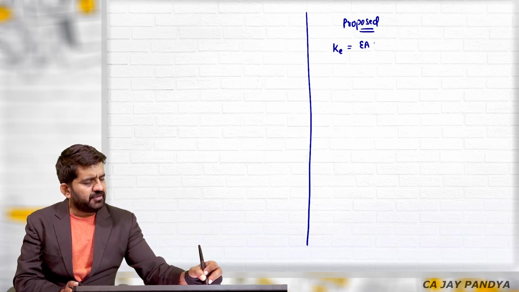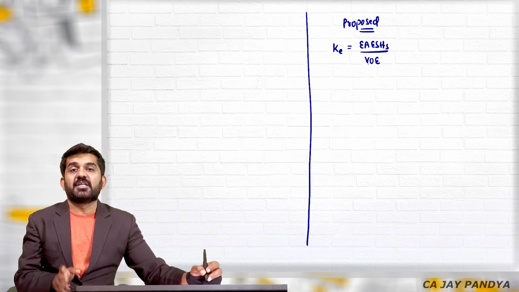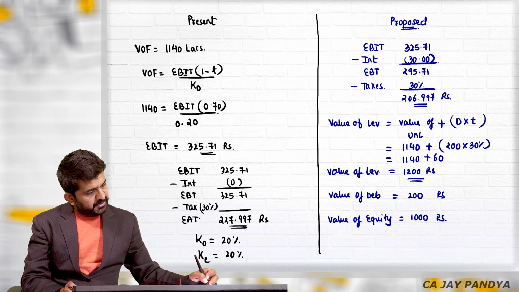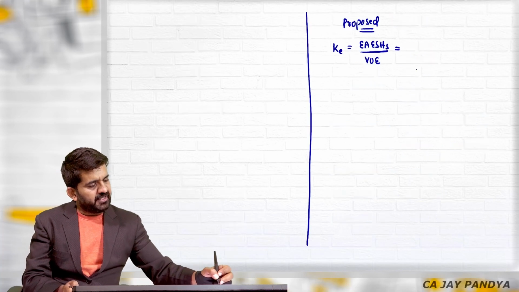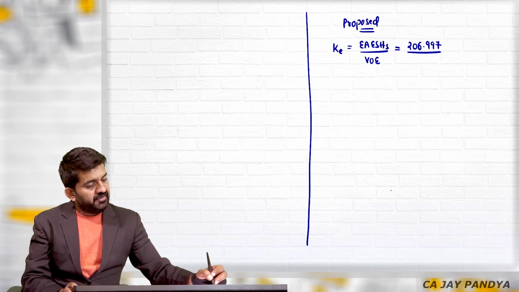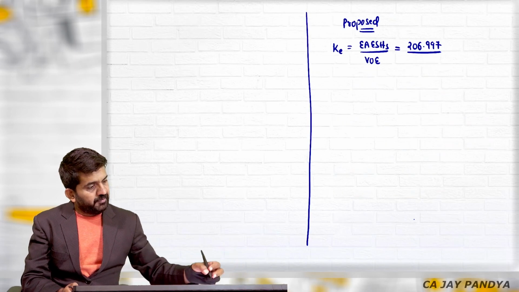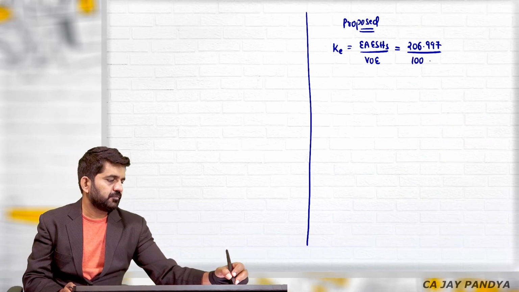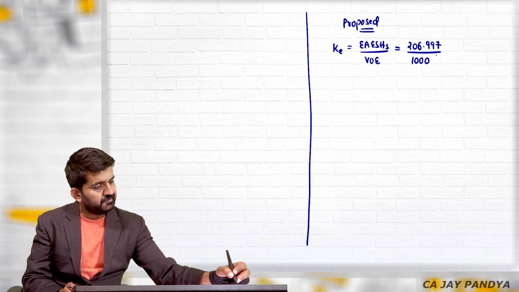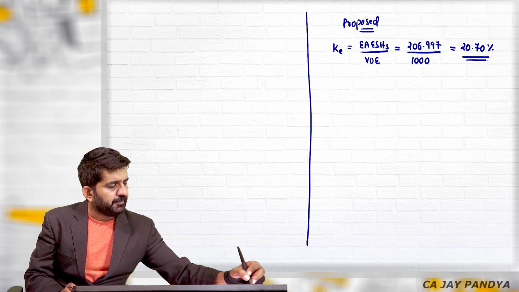KE is earnings available to equity shareholders divided by the value of equity. This I can use even if there are tax rates. Earnings available to equity shareholders are 206.997 divided by the value of equity, which is 1000. KE will be 20.7% approximately.